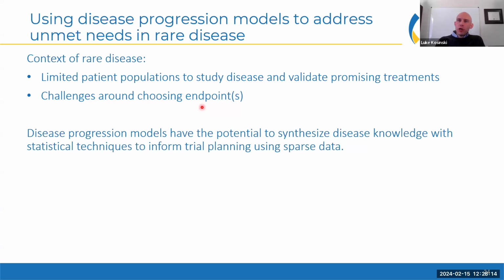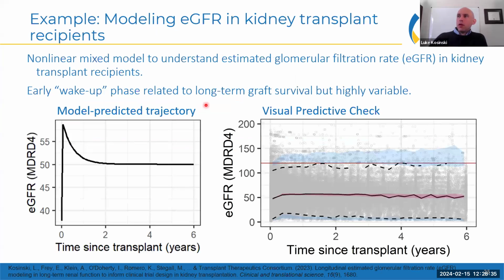So disease progression models will not solve these problems, but they might help alleviate them in a few ways. Because we can synthesize a lot of patient and study data together, they can help deal with the fact that we don't have as much information and make the most out of sparse data. Okay, so I want to give a couple of examples here.